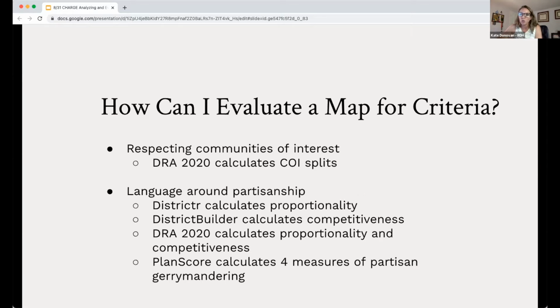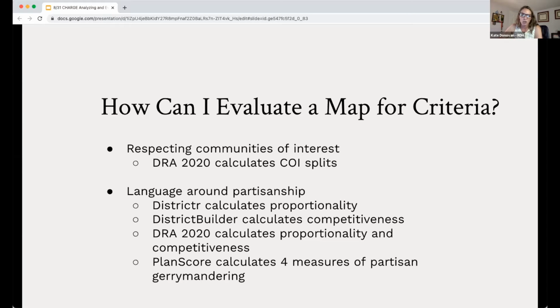So I just have 2 more quick slides I'll run through quickly here. If you'd like to analyze a map for respecting communities of interest, DRA 2020 does have the ability to overlap a community of interest map with a district plan and check for splits. So that's pretty neat.